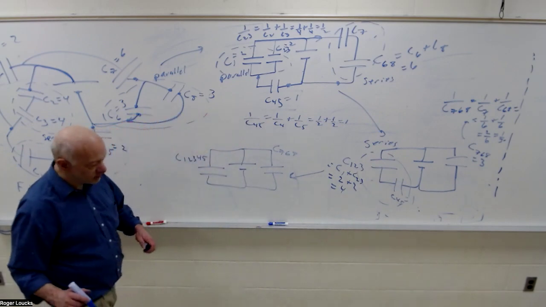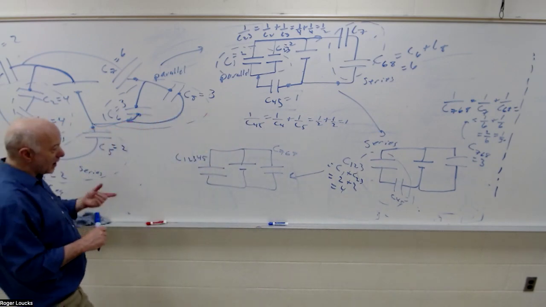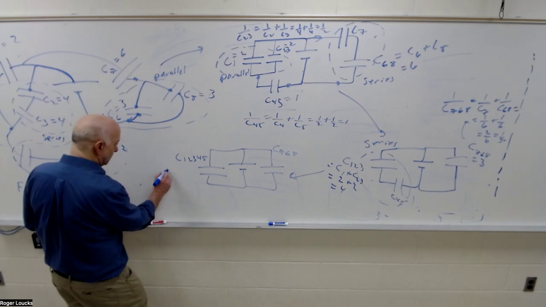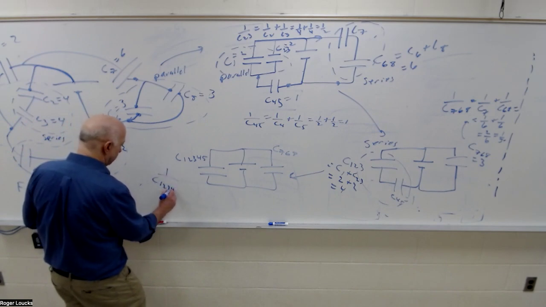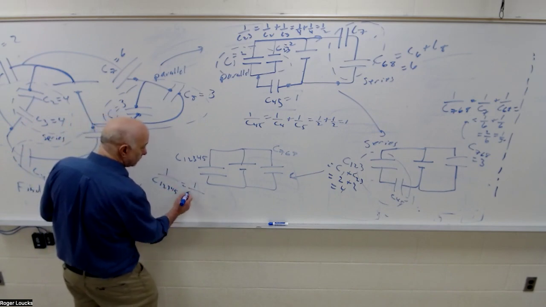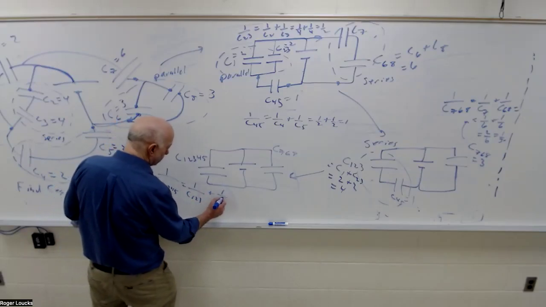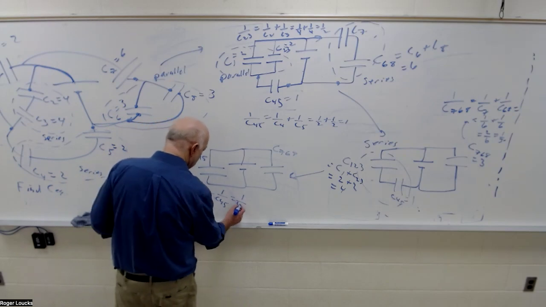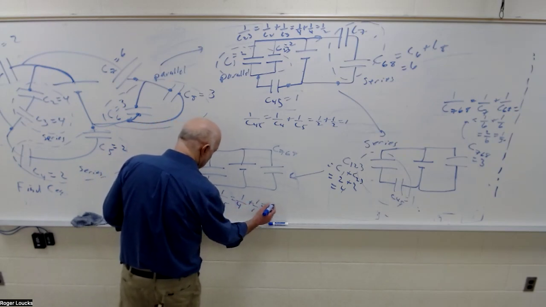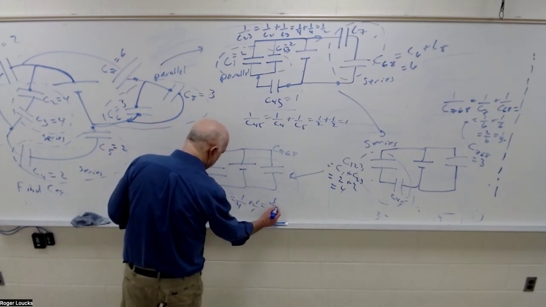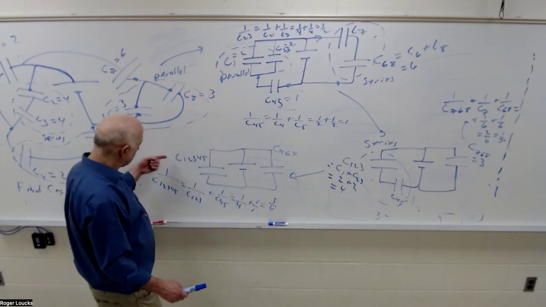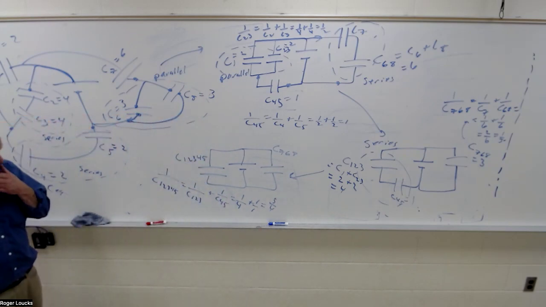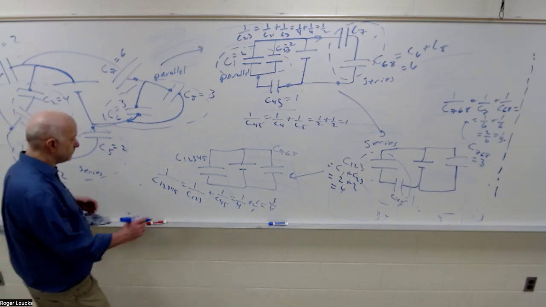Could have worked out the numbers in there. Oh, well. So what happens here? This is going to give us 1 over C 1, 2, 3, 4, 5, which is 1 over C 1, 2, 3 plus 1 over C 4, 5. It's 1 over 4, plus 1 over 1. So this is going to be 5/4. So tell me about C 1, 2, 3, 4, 5. It is 4/5.